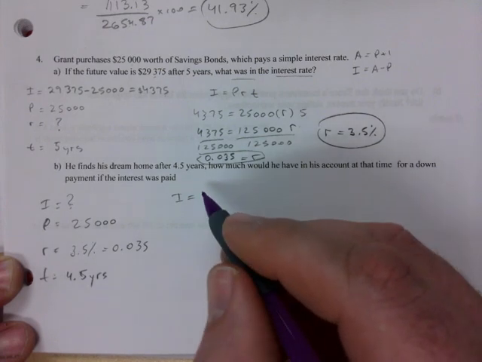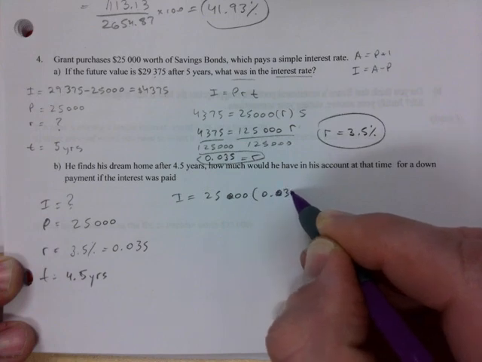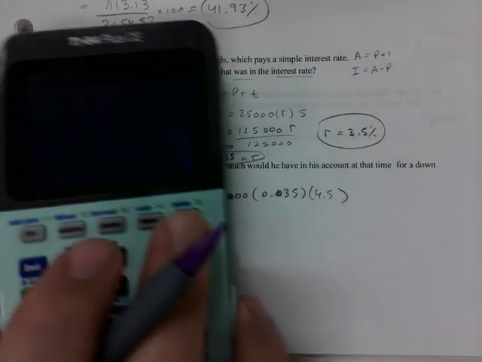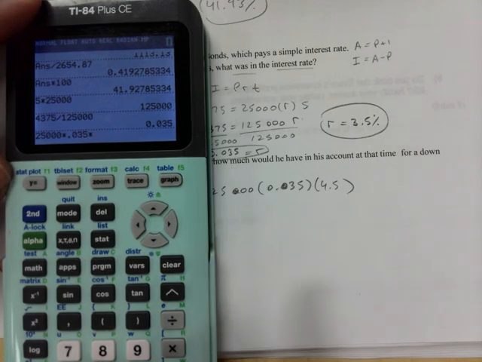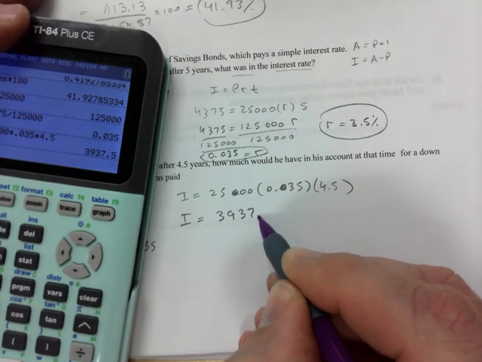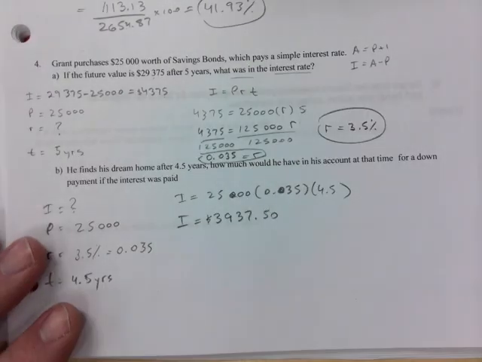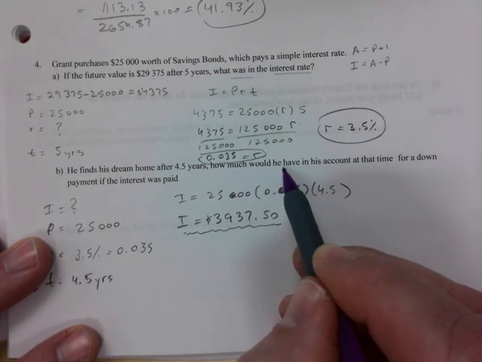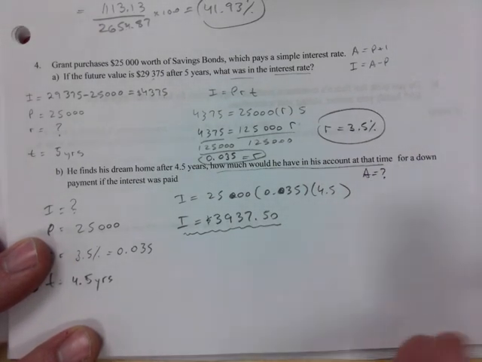Okay. So we go P, R, T, and then you go for it. So that's 3,937.50. That's the interest, so don't fall for it, right? It's important, but how much would he have in his account? How much would he have in his account? They're really asking for this, right?